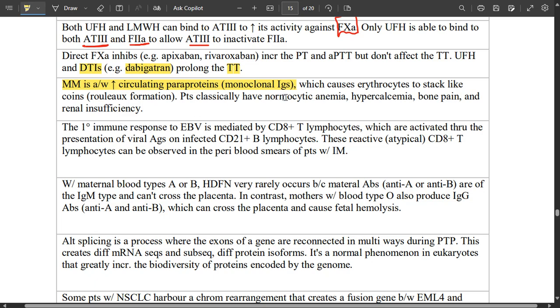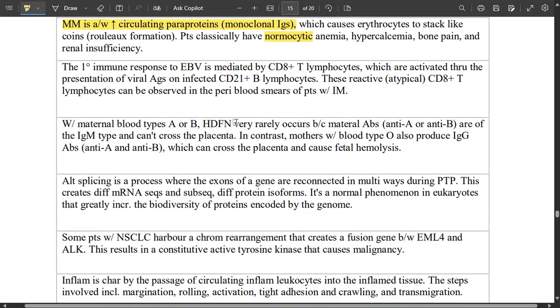Okay, C represents calcium, R represents renal insufficiency, A represents anemia, normocytic anemia. So it's normocytic anemia, okay? And B represents bone pain.